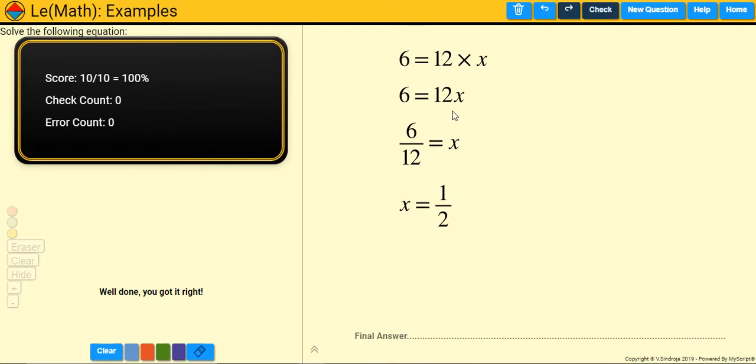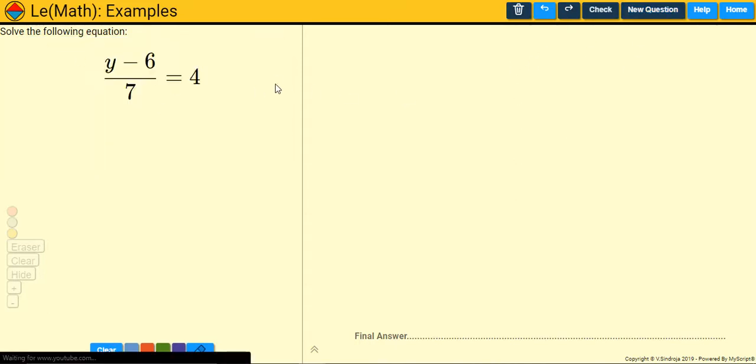So if in doubt, if there's ever a letter that you want to find the value of, if it's on the bottom of the fraction, just multiply it to the other side. Okay, so let's do this one here. Let me copy it over here. Okay, so that equals 4.